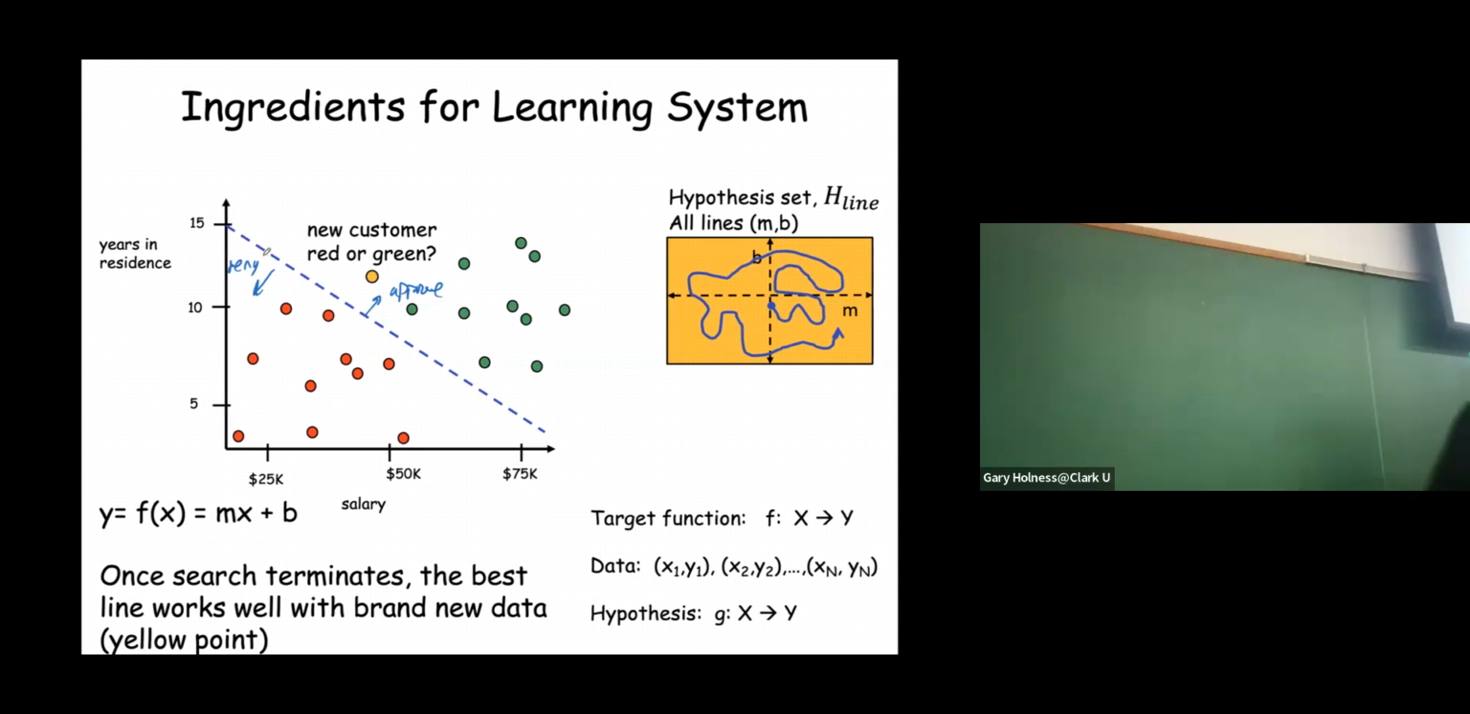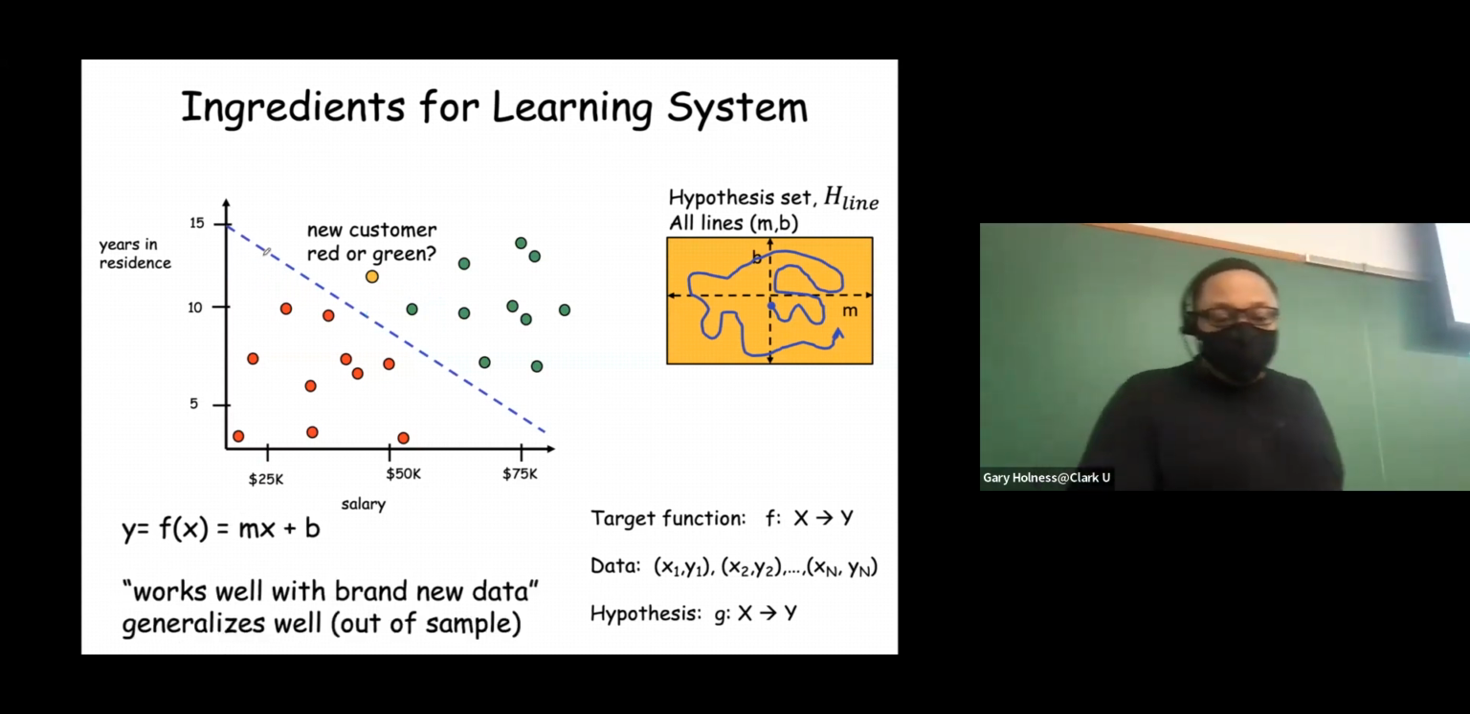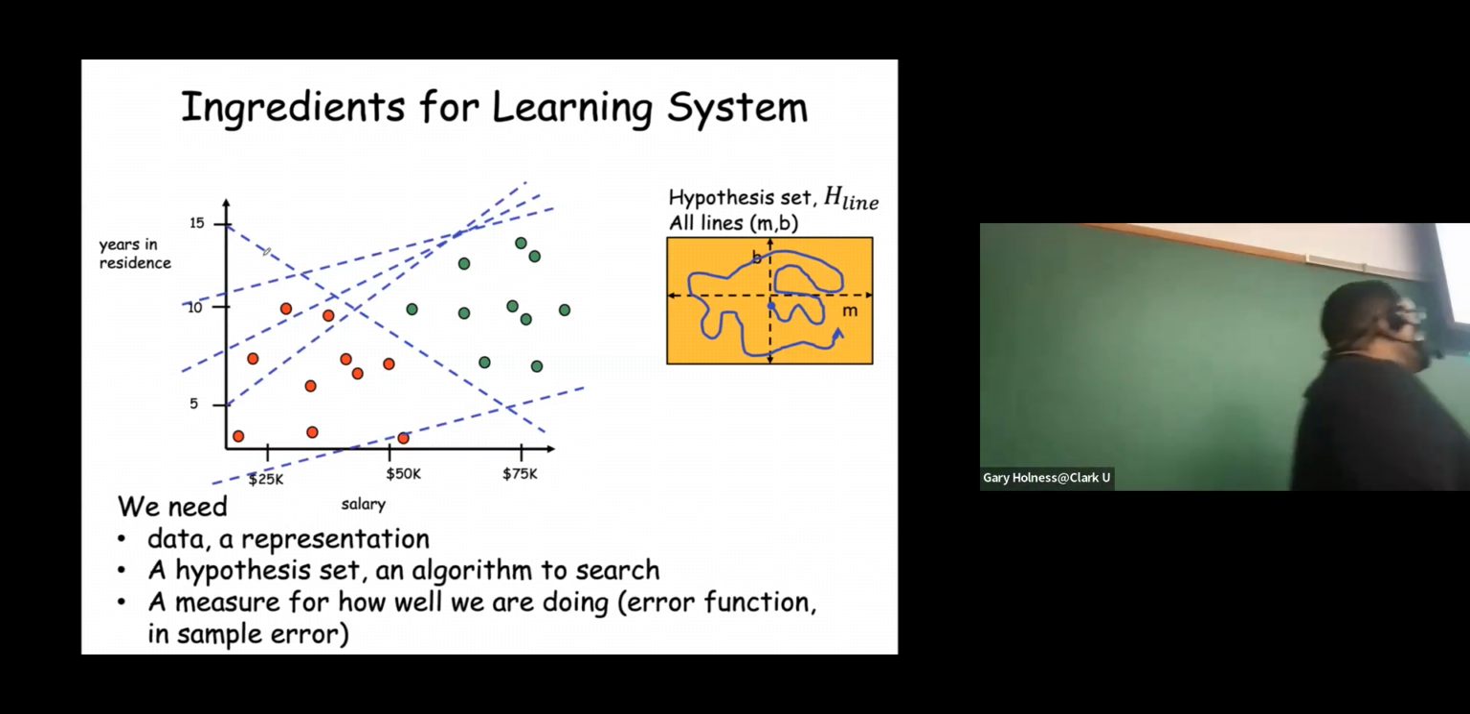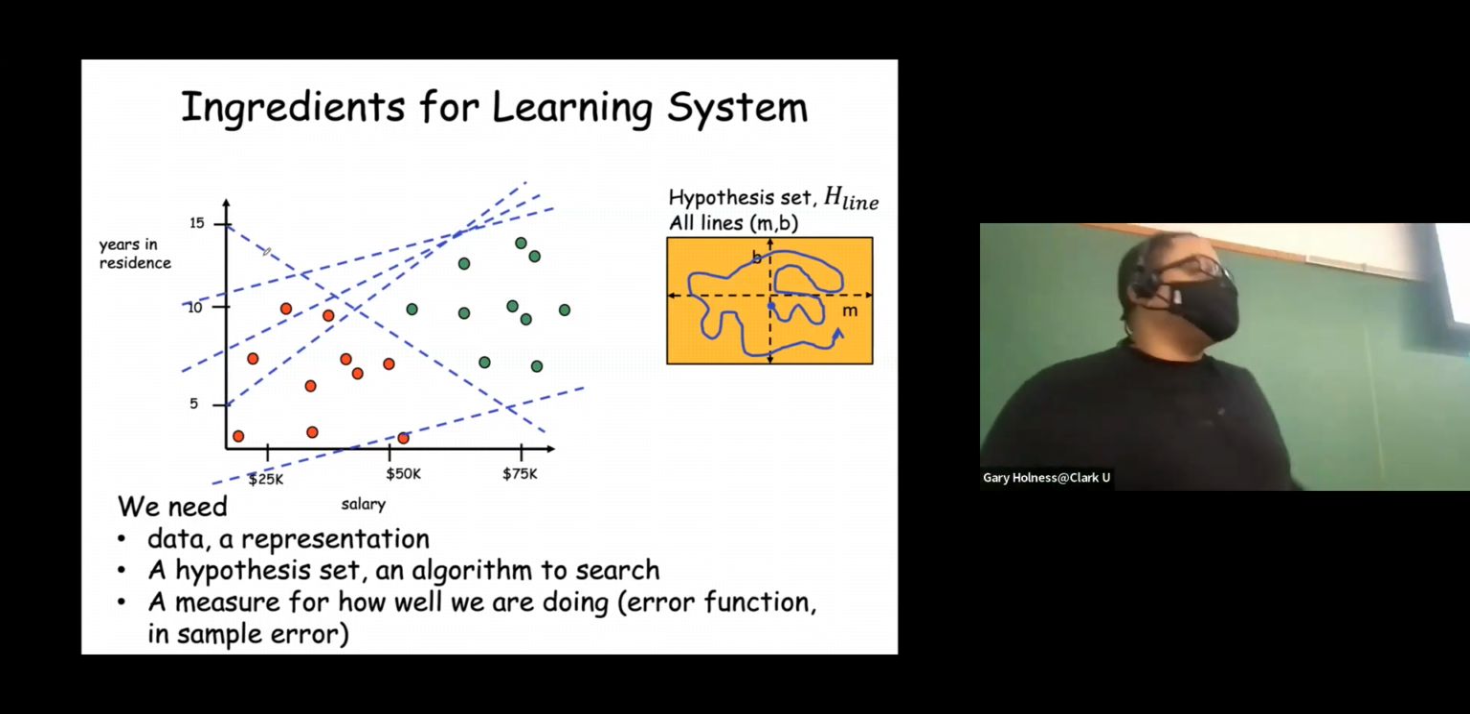And so it works well with brand new data, which means it generalizes well, and that's the whole goal. So what do we need for all of this to work? We need data, and we need a representation for this data. That representation is in vector form. It has to be in vector form.